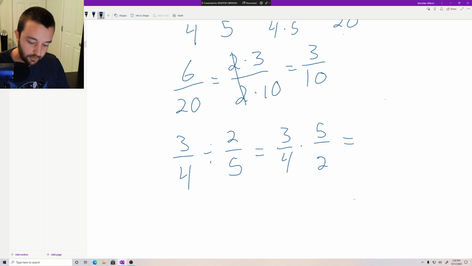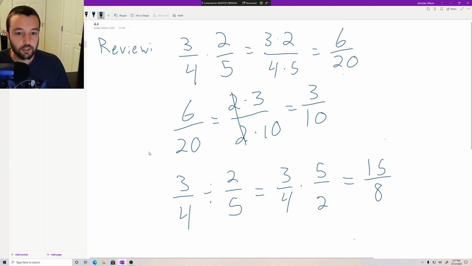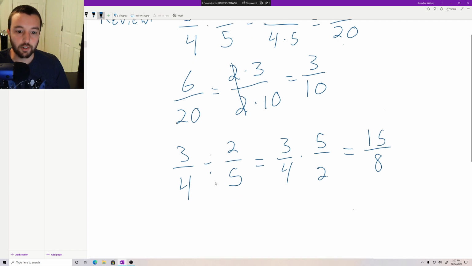So we do 3 times 5 on the top to get 15, and 4 times 2 on the bottom to get 8. So we end up with 15/8. All right, and this is an improper fraction because the top is bigger, but that's how we're going to leave it. Okay, we're just going to leave things as fractions for now. All right, so make sure you're comfortable with this stuff because we are going to use, not the division, but the multiplication and the reducing in this section when we talk about adding fractions.